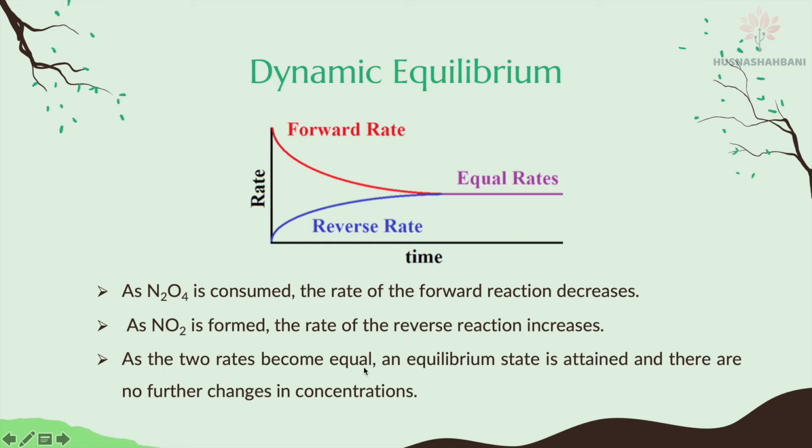As the two rates become equal, an equilibrium state is attained and there are no further changes in concentration. The concentrations remain constant, but note that the concentration of reactant and the concentration of the product are not the same; there are just no further changes in concentration for both. Both the rate of forward and the rate of reverse reaction are equal. Then we can say that the equilibrium state is attained.